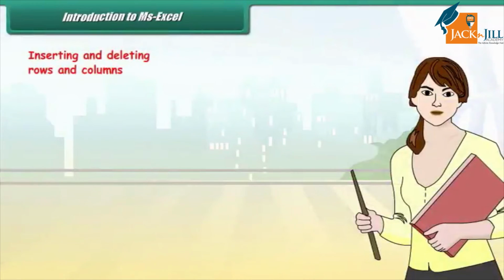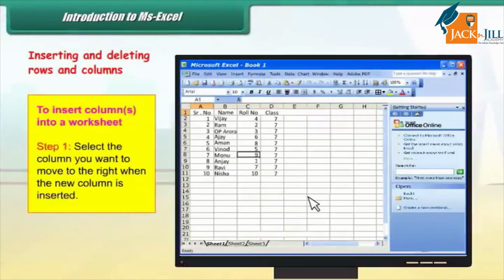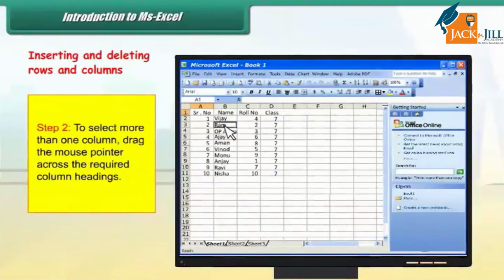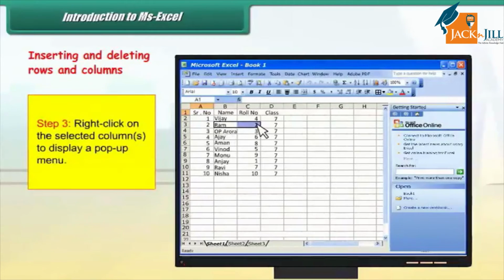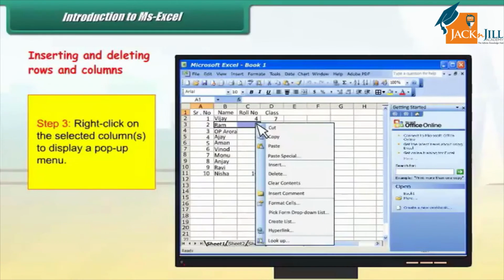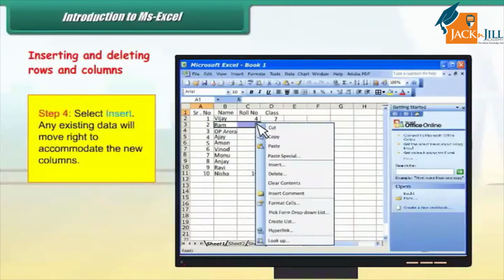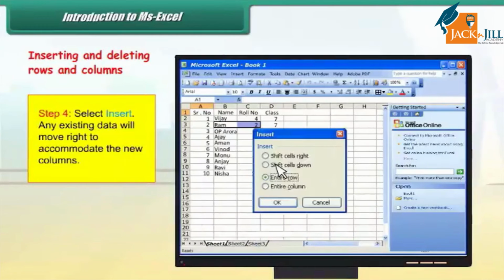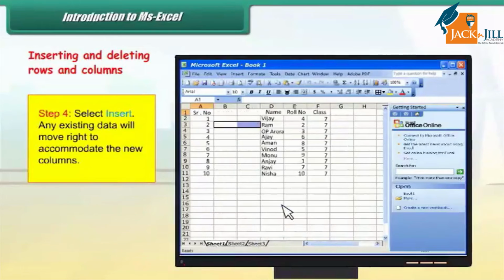To insert columns into a worksheet, Step 1. Select the column you want to move to the right when the new column is inserted. Step 2. To select more than one column, drag the mouse pointer across the required column headings. Step 3. Right-click on the selected column to display a pop-up menu. Step 4. Select Insert. Any existing data will move right to accommodate the new columns.